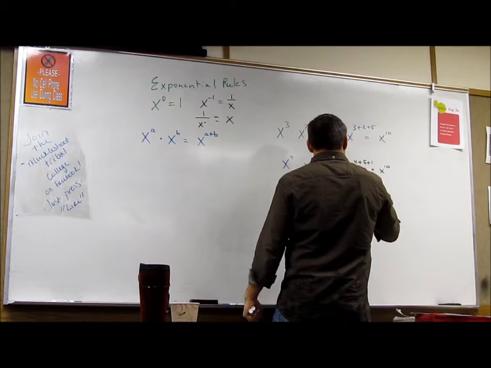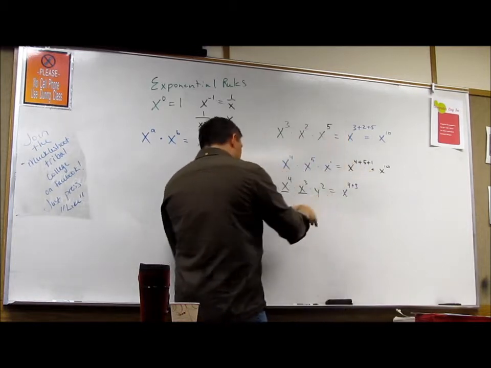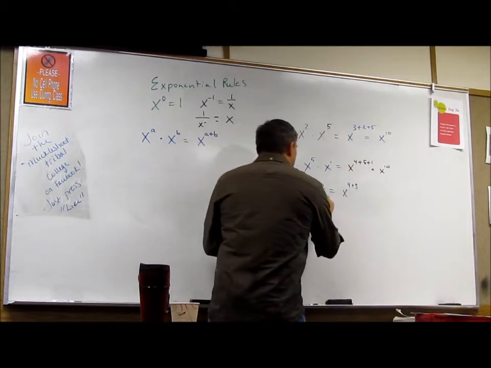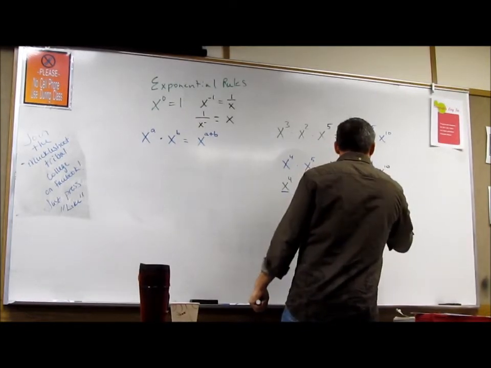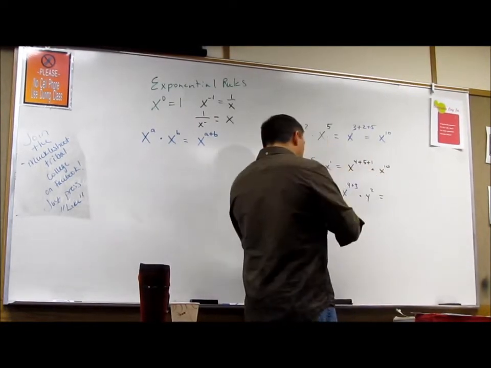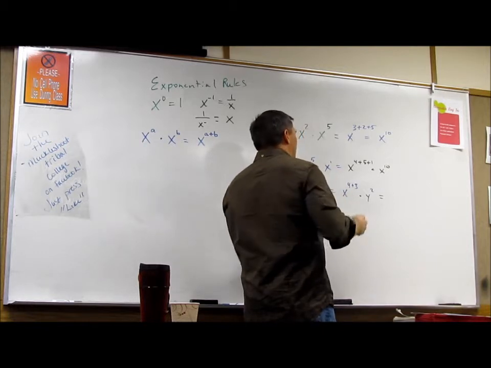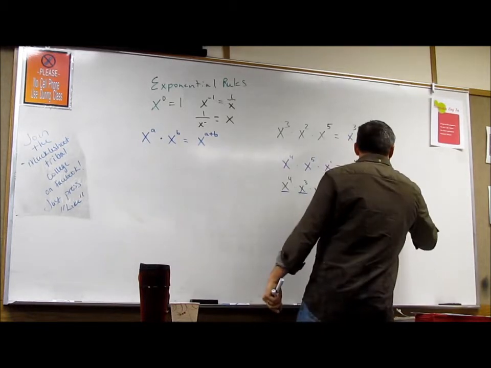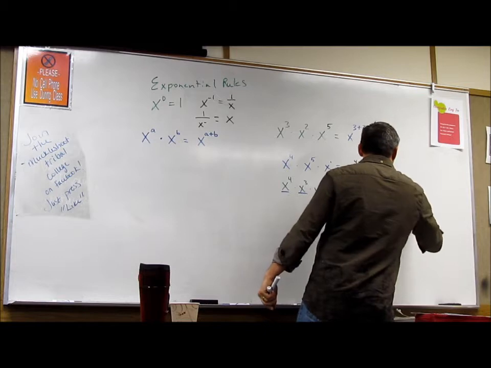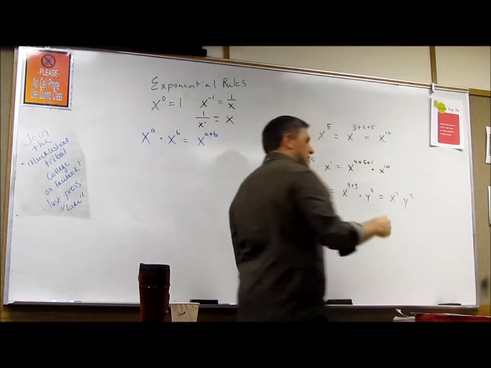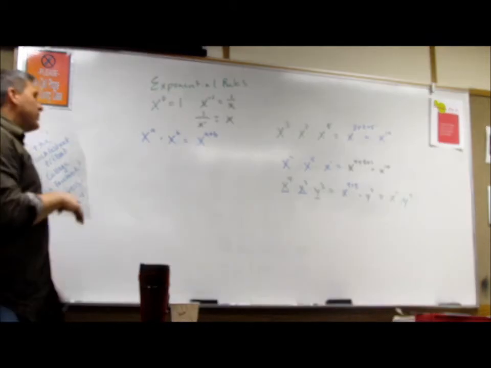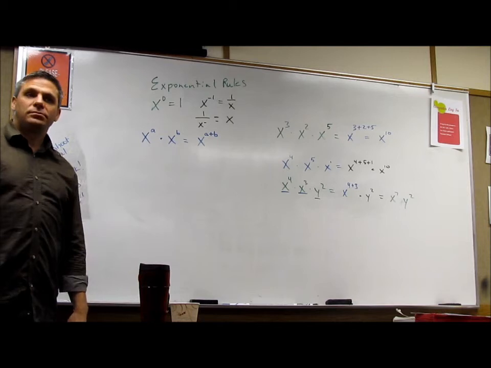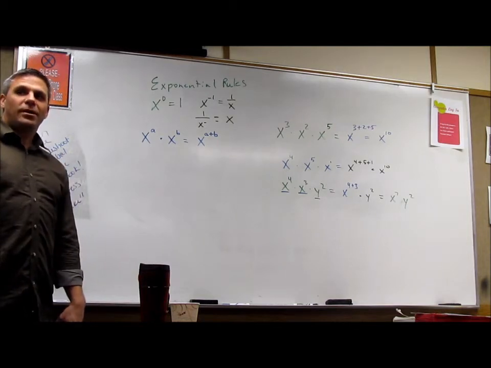Because they are the same base, I can add their exponents. X to the 4 plus 3. But because the y is not like, it's still times y squared. So it equals x to the 7th times y squared. Good?